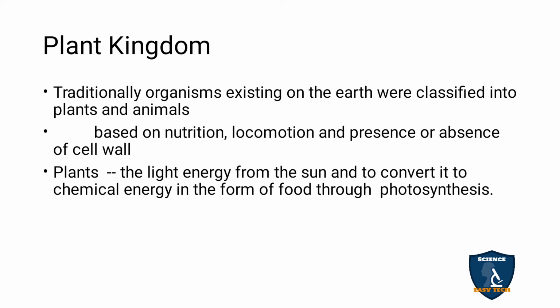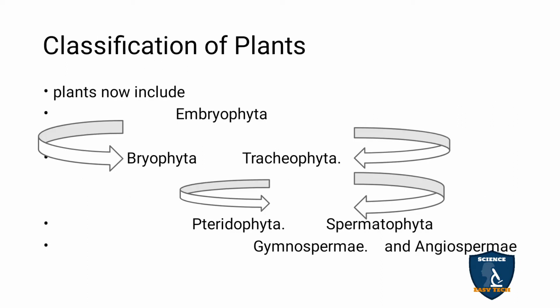So the plant captures its own food, that is, it can prepare its own food with the help of light. The light energy is converted to chemical energy. That process is called photosynthesis. And now we move on to classification of plants.